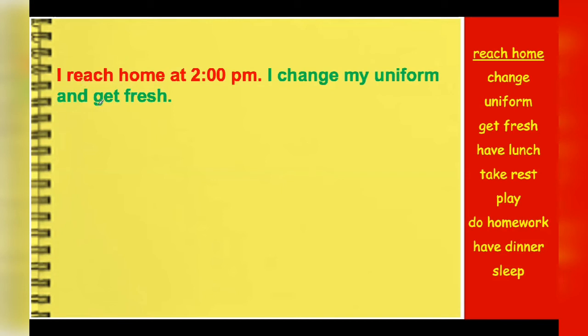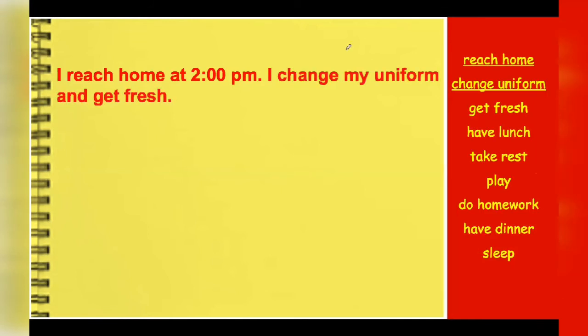Now, because of this word and, we have joined two words together. I change my uniform and get fresh. Okay, we have joined two sentences with this word and. Then we have put full stop here. Now we have done with these three. Now we have lunch. How to use this in our sentence?